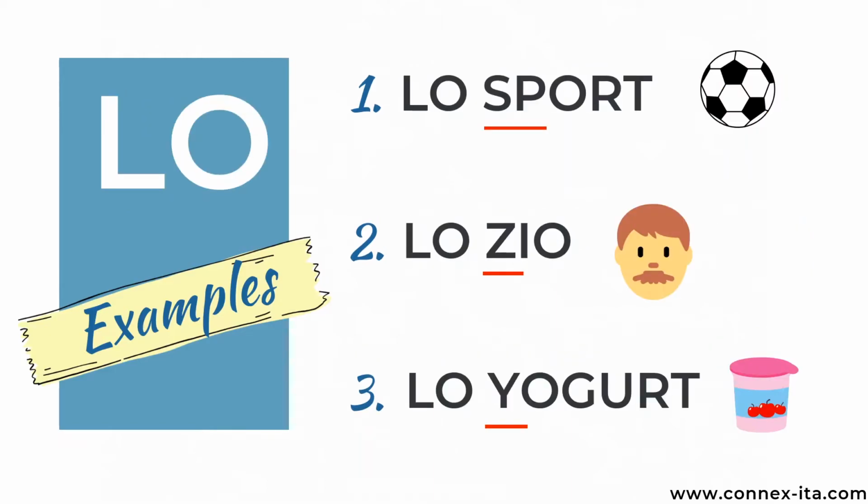These other nouns instead need the article lo because they fall in the categories we've seen before. Lo sport, that's the same in English, lo zio, which is the uncle, and lo yogurt, that is also the same as the English word. Lo sport, lo zio, lo yogurt.